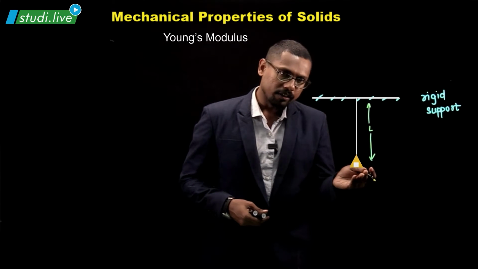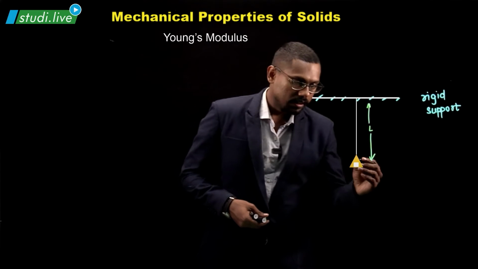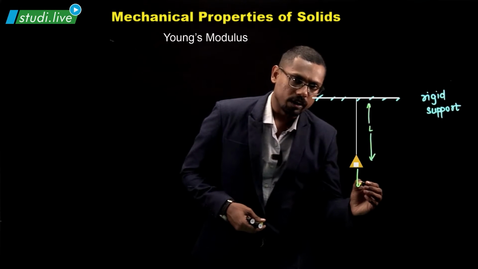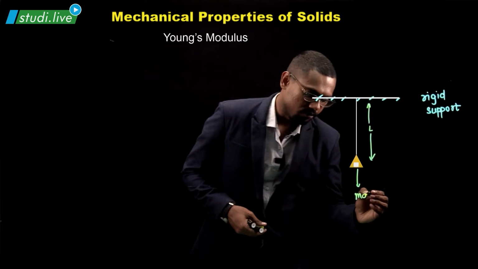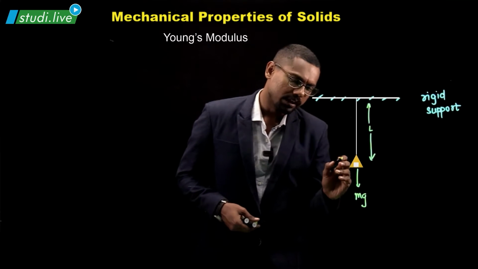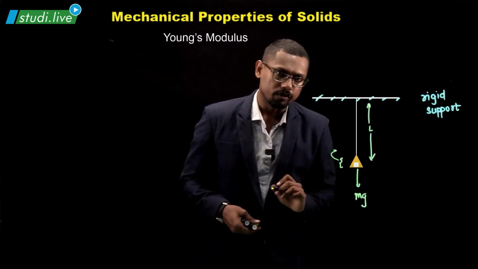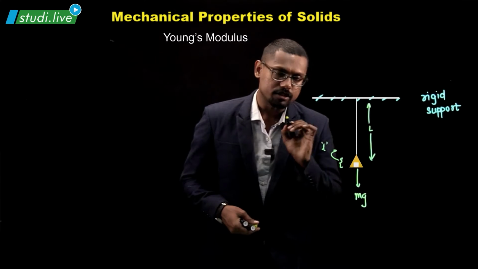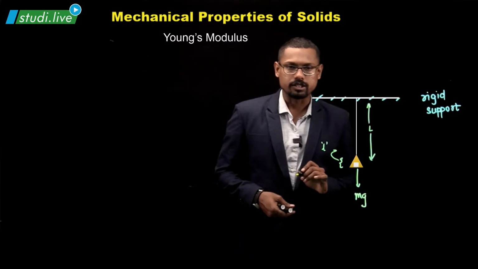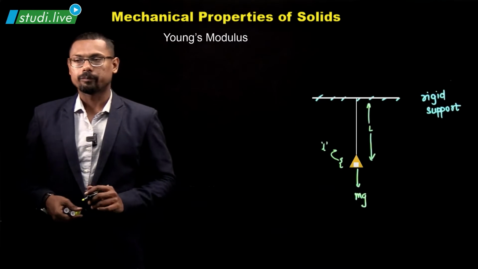And there's a tiny weight that is kept over here in order to extend this wire. Let's assume that the weight is mg. Weight is something that is always acting vertically downwards. Also, let's assume that there is some extension observed due to this weight, and let's call this extension small l. Let's start working with this story now.